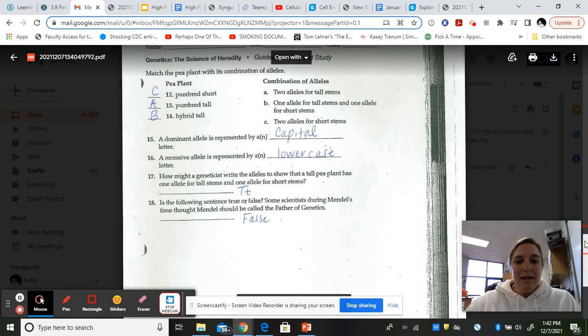Remember, you can use any letter you want. And this statement is false. He was not regarded as the father of genetics in his lifetime. It was after he passed away. So, as many famous people.